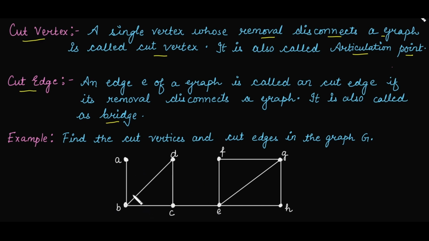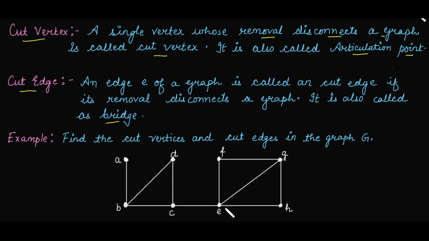Next, if you remove the vertex B, it means we need to remove the edge AB as well as BD and BC. So after removing the vertex B, you will get this graph. Now is this graph disconnected? The answer is yes. It means B is a cut vertex. Now what about the C vertex? Is C a cut vertex? Let's remove the vertex C. Is this graph disconnected? The answer is yes. It means C is a cut vertex.